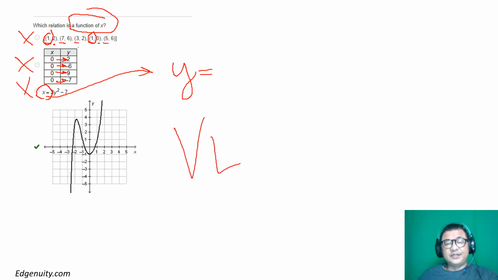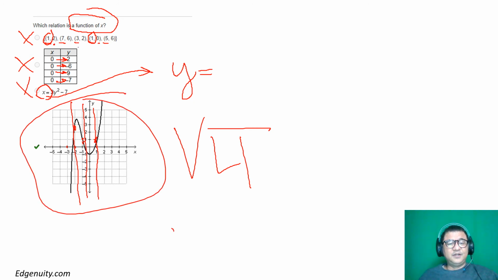I use my vertical line test. My vertical line is at 3, -3, it doesn't touch. If my vertical line is at -2, it will touch there. If my vertical line is 1, it will touch once. If my vertical line is at 1, it will touch over there. See that? The vertical line test will only touch one point of the graph. So the last one is the function.